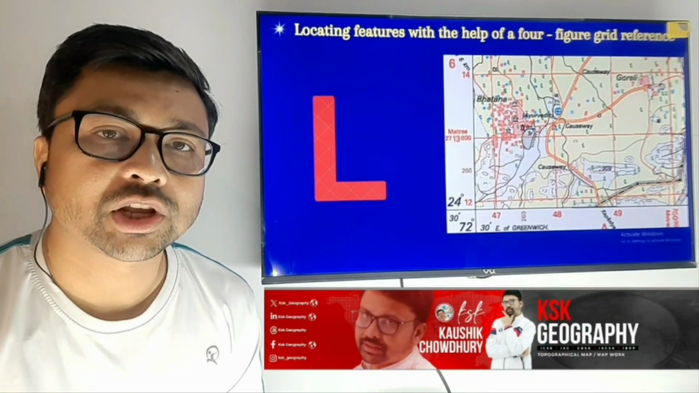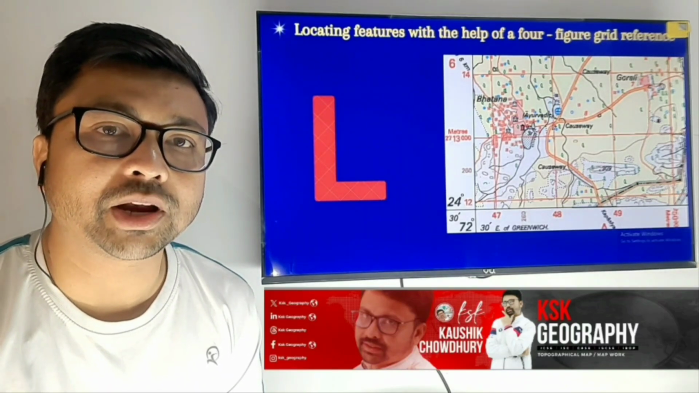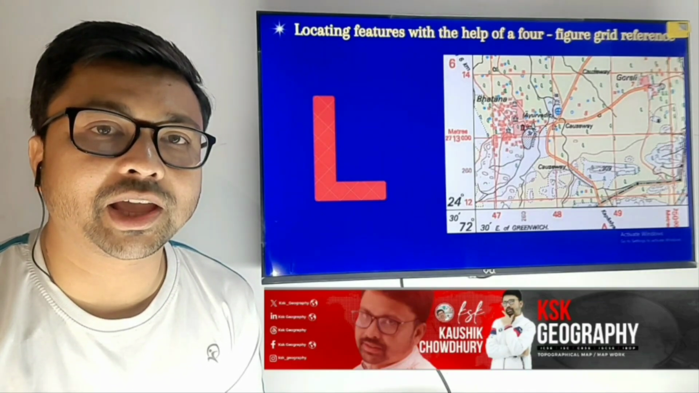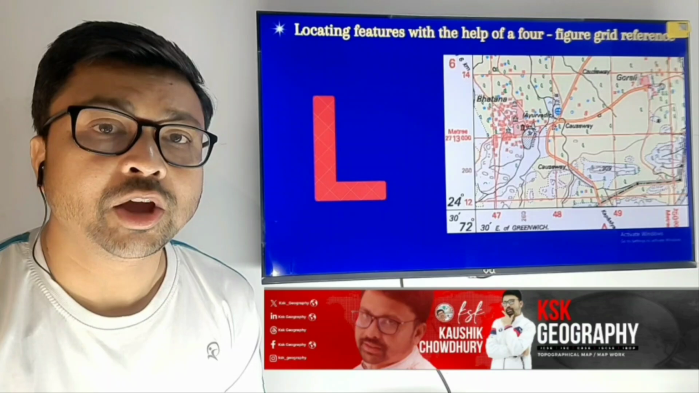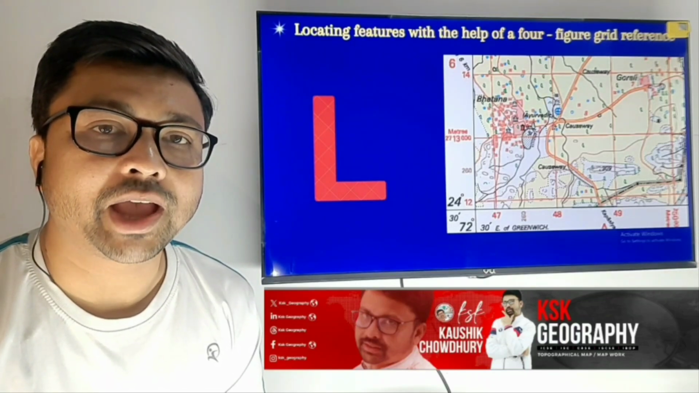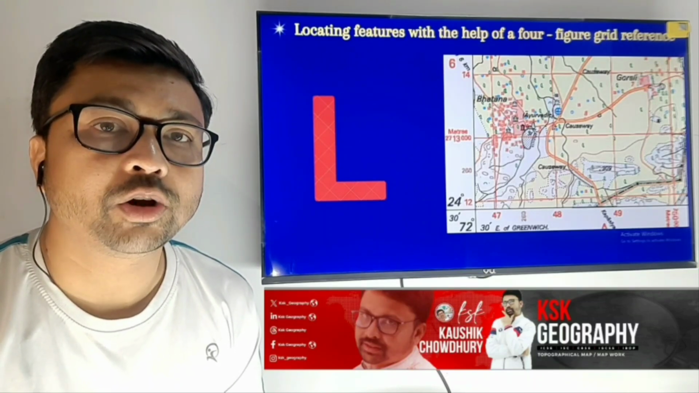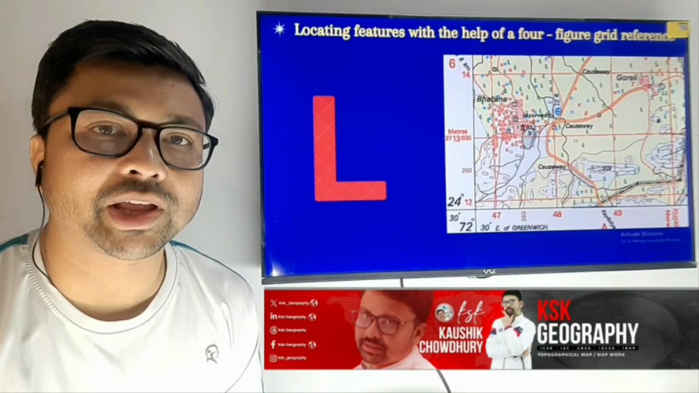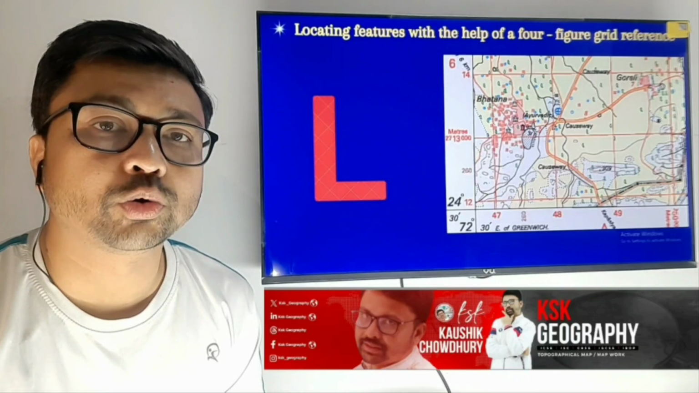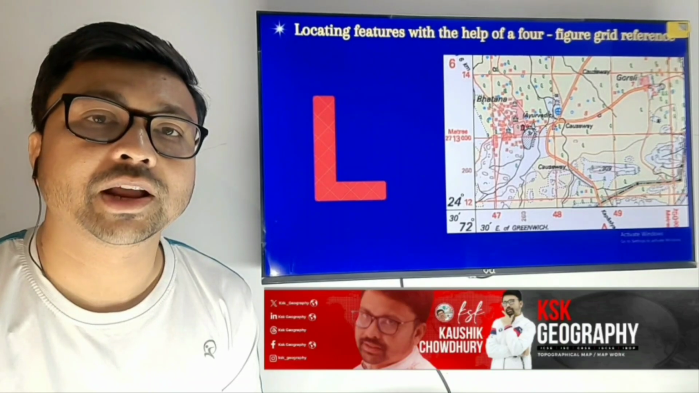So let's start. First, let's talk about the 4-figure grid reference. For the 4-figure grid reference shortcut, you need to remember how you write a capital L. Obviously, you write a capital L with the vertical line first and then the horizontal line. Similarly, the vertical line represents the easting, so you write the 2 digits of easting, and then the 2 digits of northing. So first the vertical line, the 2 digit number you get along the vertical line represents the easting, and then the horizontal line represents the 2 digits, that means the northing. In that way you need to write the 4-figure grid reference.